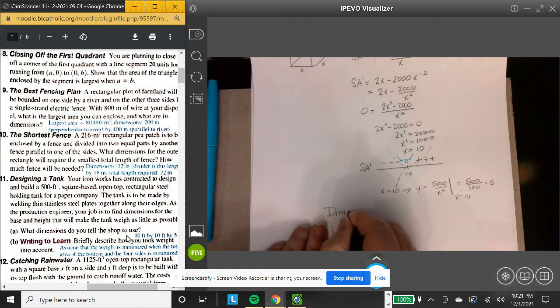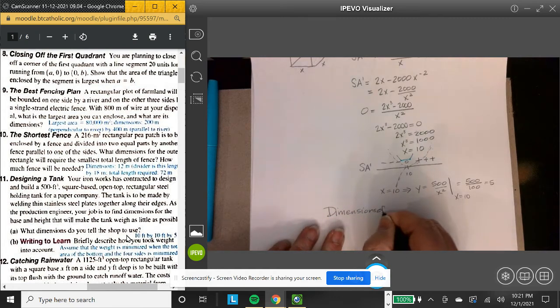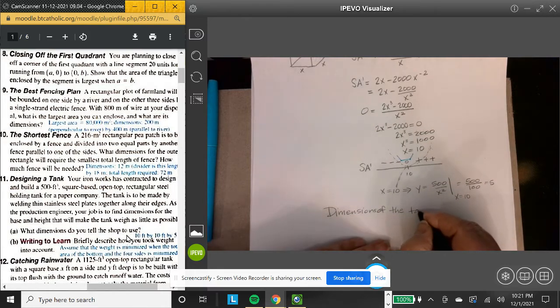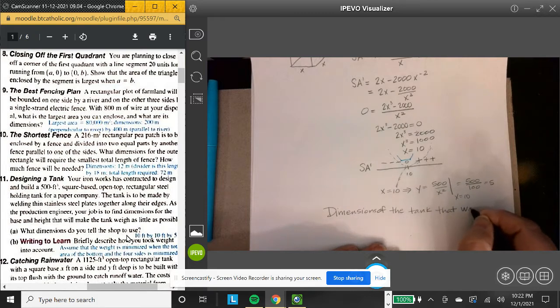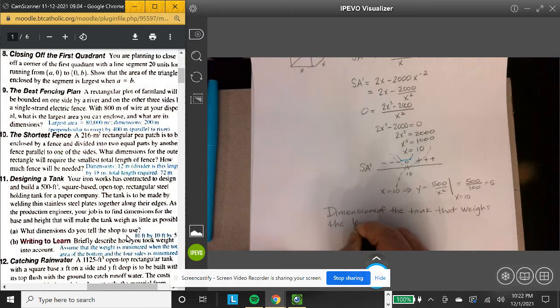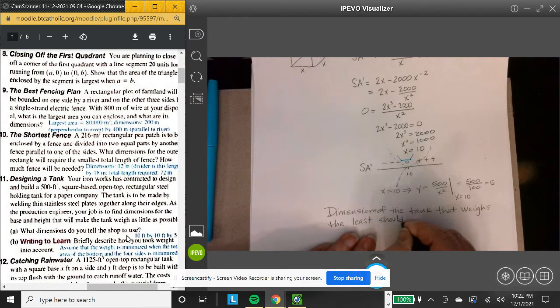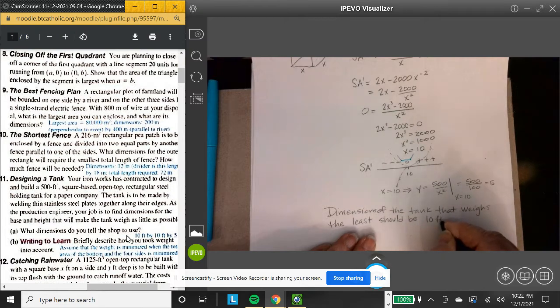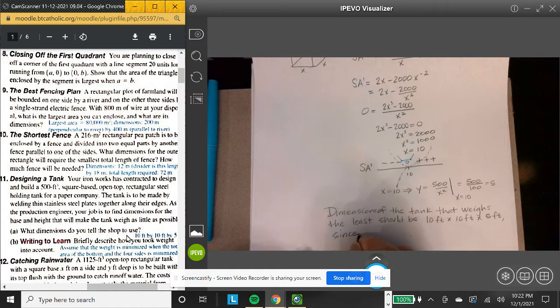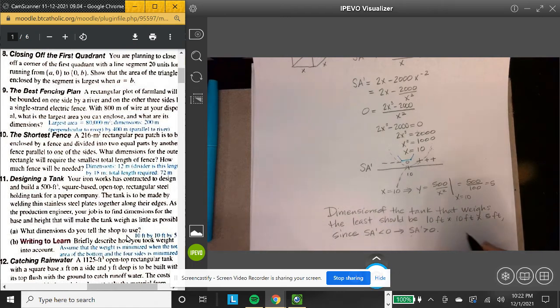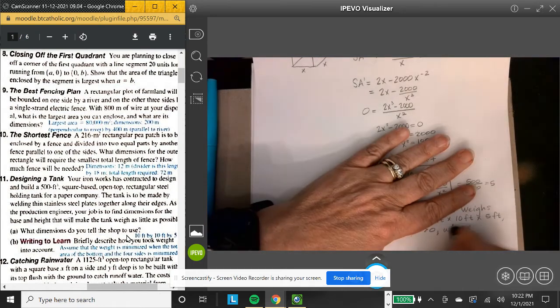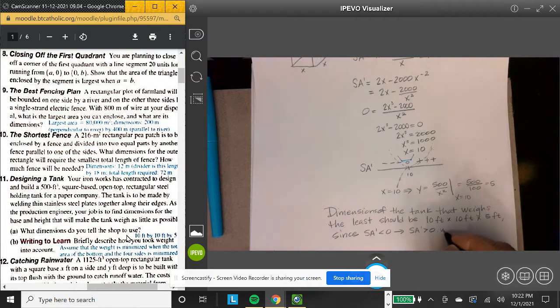So the dimensions of the tank that weighs the least should be 10 feet by 10 feet by 5 feet, since SA prime is less than 0 and then goes to SA prime is greater than 0 when x is 10 feet. All right, part B says, briefly describe how you took the weight into account.